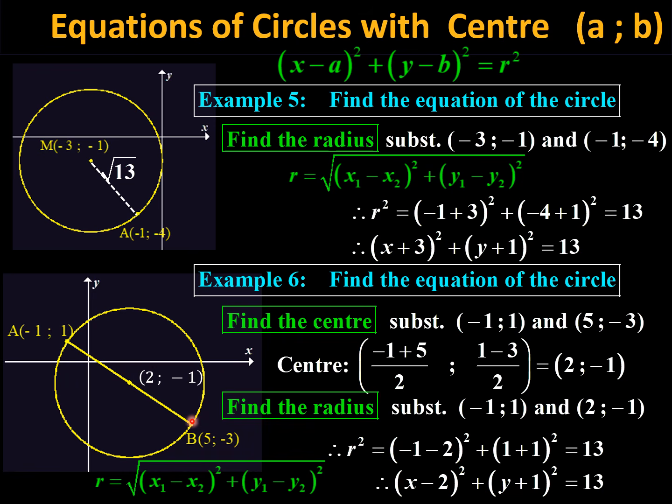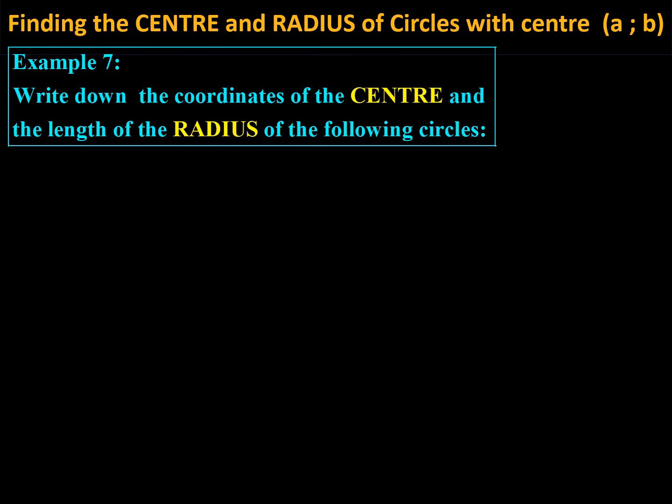I could also have worked out the length of the radius right from the beginning. How could we have done that? That's correct. We could have worked out the length of the diameter and divided by 2. But in any way, we still had to find the coordinates of the center of that circle. Now let's look at some examples where the equations are given, not the diagram. So we want to find the coordinates of the center and the length of the radius of the following circles.